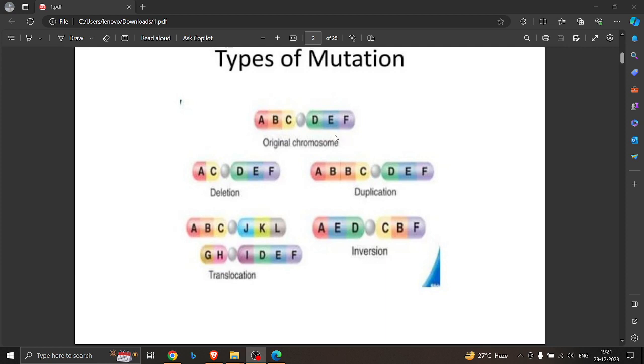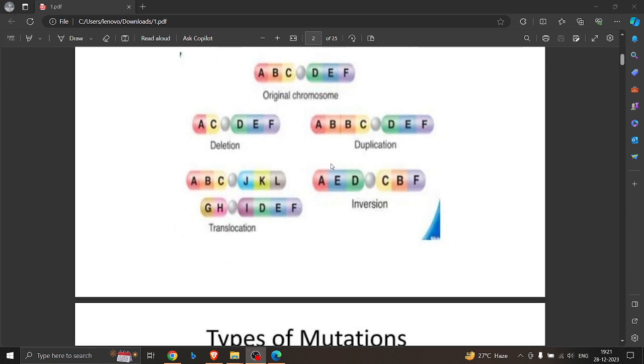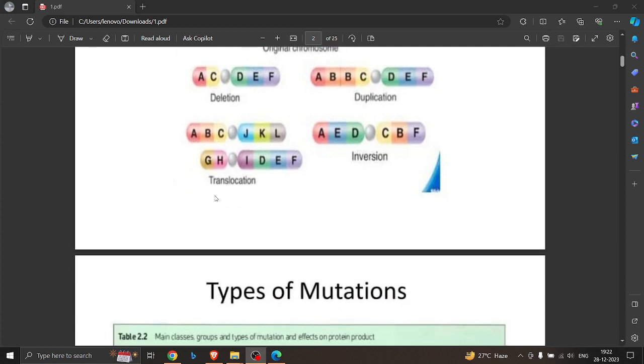This is the original chromosome in this slide, which includes the image, and here you can see how the alterations are done. A, B, C are one pair, and D, E, F are the other. In the deletion, it is formed as AC and DEF; the deleted one is B. In the duplication, B has been doubled. And the other type is translocation.